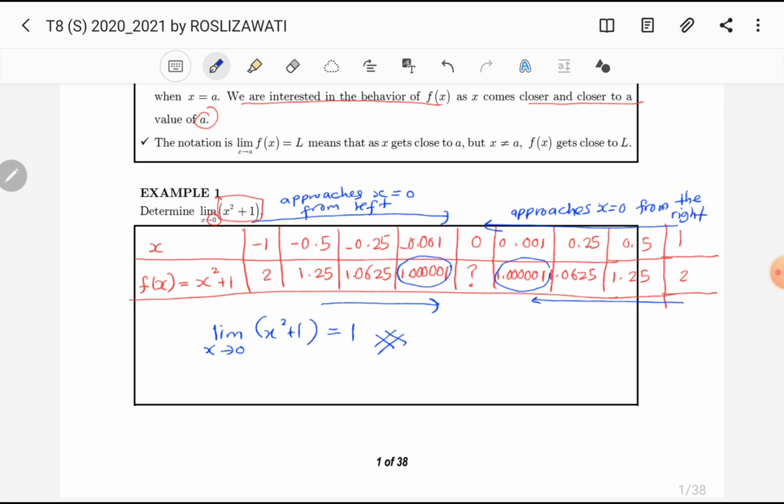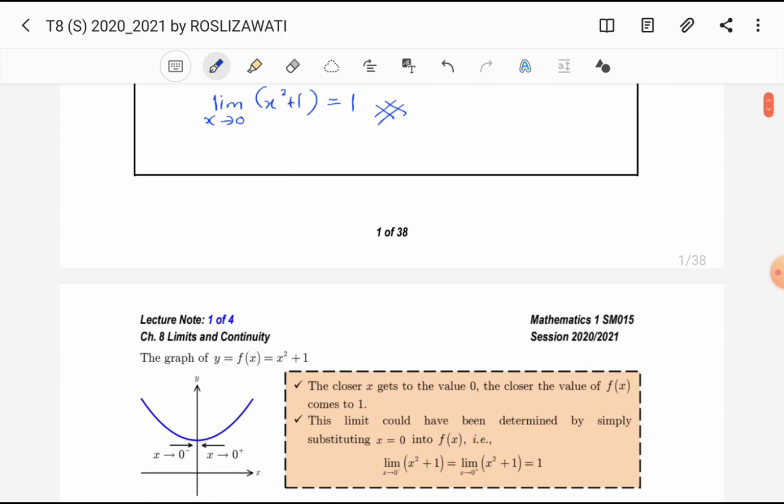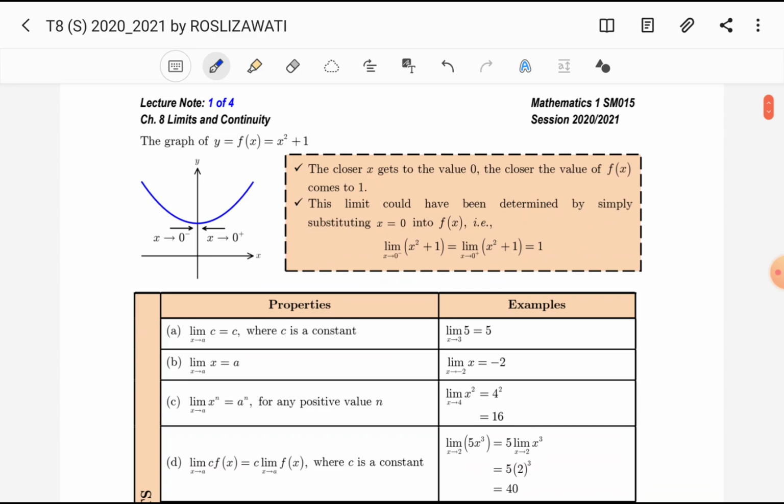Kita tak nak tahu exactly dekat 0 ni berapa, biarlah dia berapa. Kita nak look at the behavior of the function when we approach x equals 0 from the right and from the left. Okay, so we go to the next one.